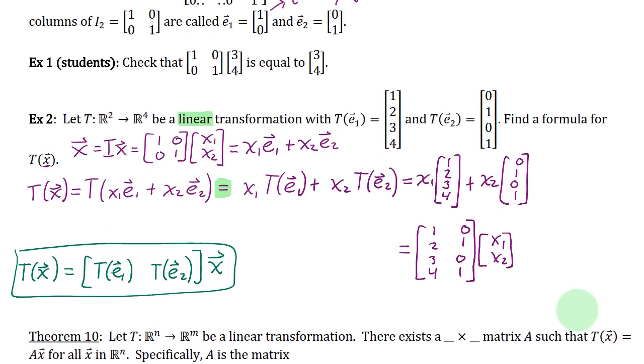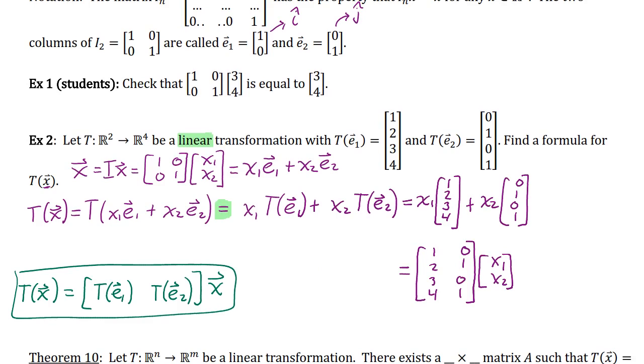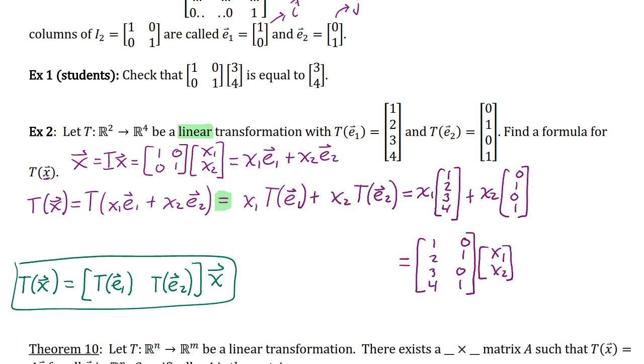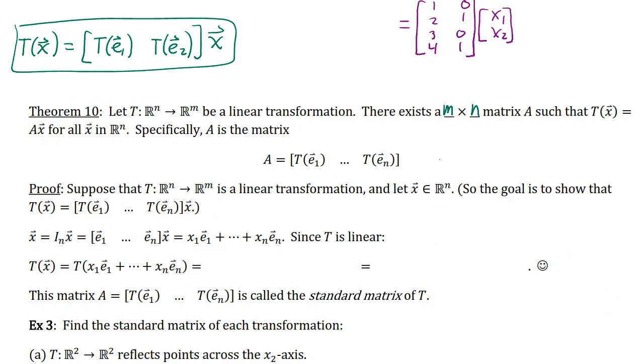This is, by the way, what the 3Blue1Brown guy was talking about in his video, where he said you only need to know what happens with the i and j vectors to understand the rest of the linear transformation. That's true here too. You only need to know what happens with e1 and e2, because any other vector can be broken down as a linear combination of e1 and e2, and then the linearity property of the transformation means that you get this formula out for it.